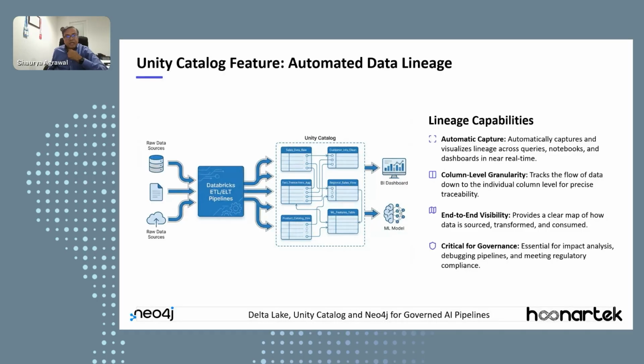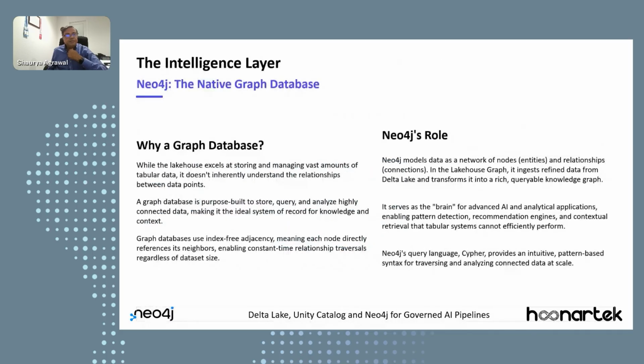Now, the other good feature Unity Catalog allows is automated data lineage. The moment you make a change to any attribute, it propagates throughout the Databricks platform. And I'm going to talk in future, next slides, about how it propagates into Neo4j as well.